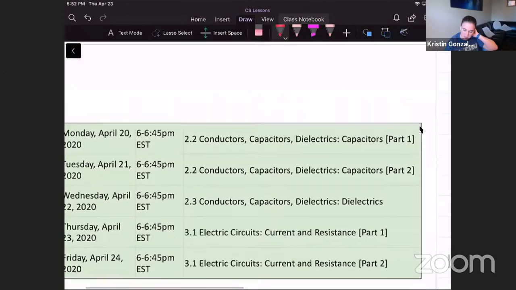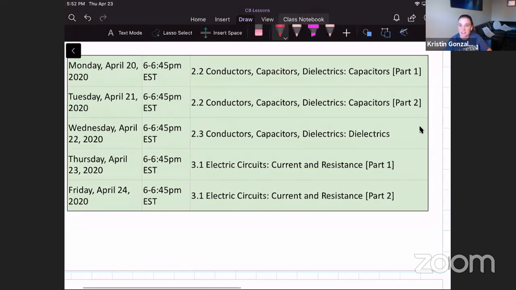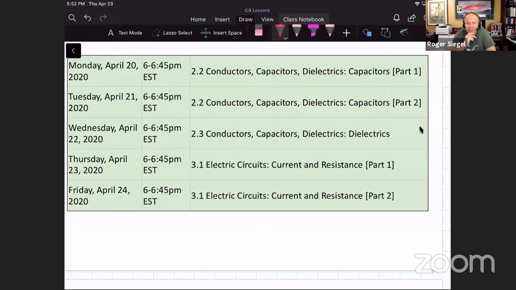So tomorrow, Roger, what are we going to do? Tomorrow, we're going to start doing some slightly more complex circuits. We're going to start to look at finding the current in each branch of the circuit and the voltage drop across each part, across each resistor.